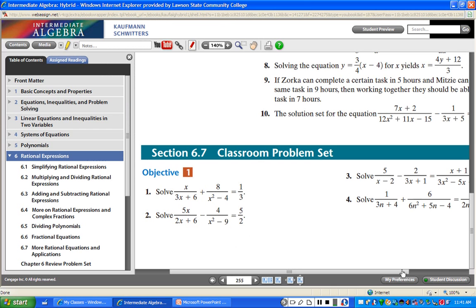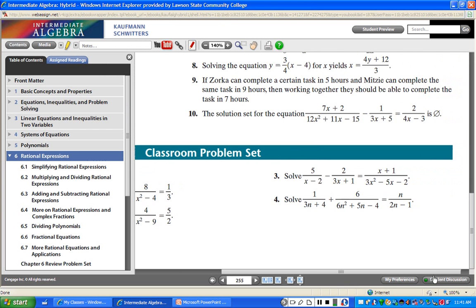Alright, let's try one more. Let's try number 3 here. So again, the only extra step in this section is to factor the denominators if possible. So for number 3, we will have to factor 3x squared minus 5x minus 2.